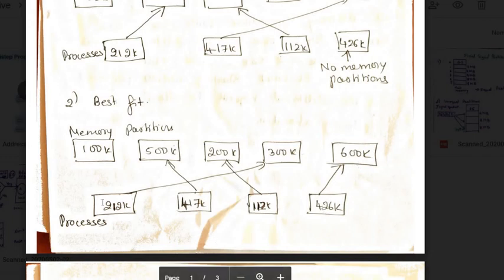Next one is 112. So the nearest partition is 200, and for 426 the nearest partition is 600. That means all the four processes which have requested have been allocated a memory partition here. So none of the processes is left out. Is it correct? And you can observe here the partitions when you have allocated, they have used. Now here assume that 212 out of 300 has been occupied and very less free memory is left out, which is not a serious issue over here.